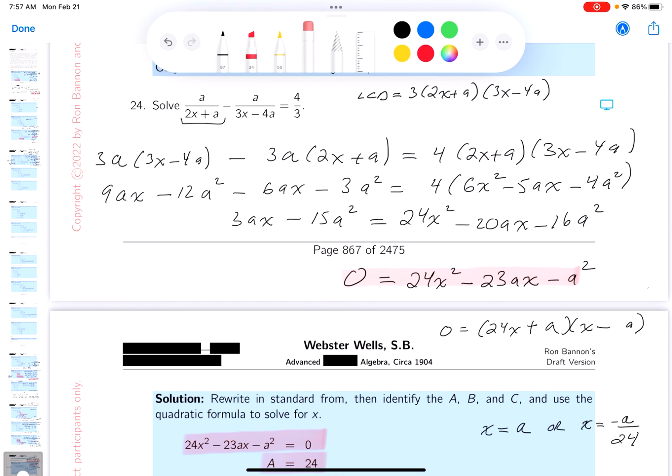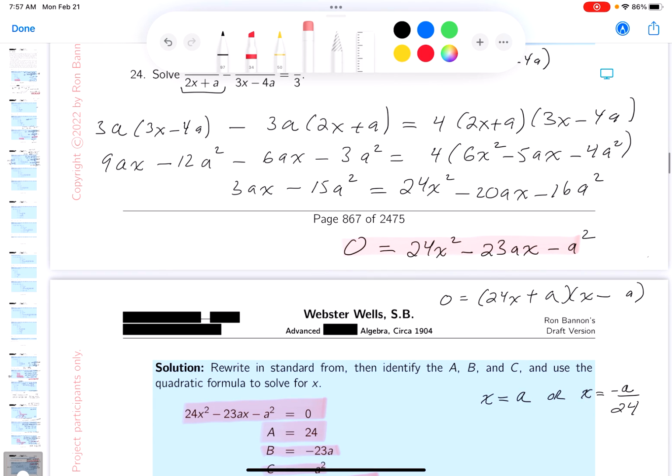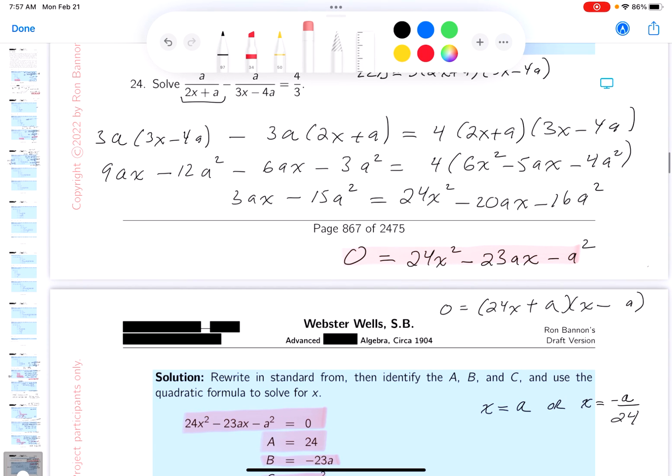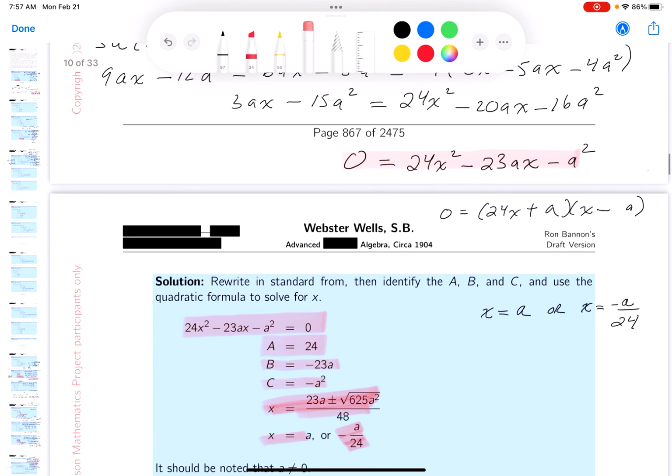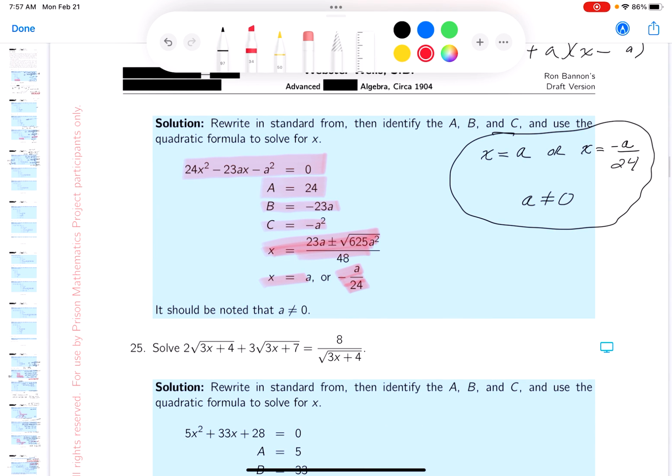But I want to point out there is one piece of trouble over here. For example, a cannot be equal to 0. And why is that? You'd still have a division by 0. So these answers are conditional. And the condition is a cannot be 0. I'm going to put a circle on that. And I want to look at the key. And the key's over here. I want to read it to you. We do have the answer x equals a, or x equals minus a over 24. And it does go on to say that a can't be equal to 0. Again, it results with a division of 0 in the original problem.